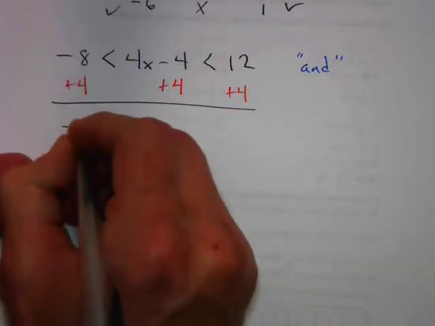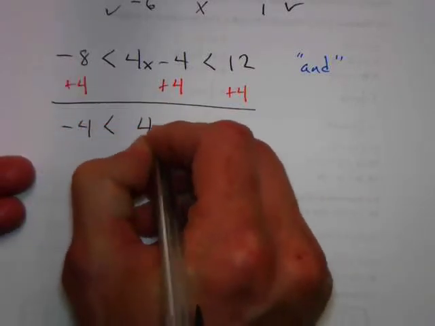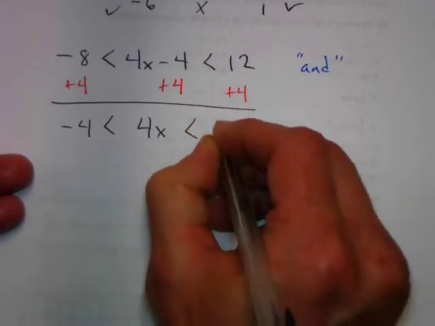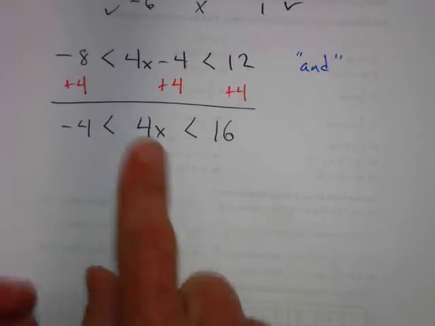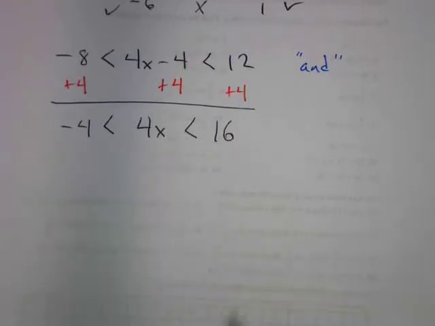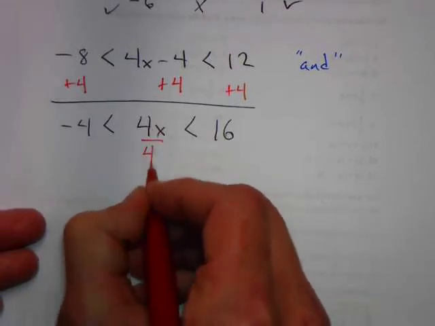So negative 8 plus 4 is negative 4. I'm left with 4x in the middle. And on the right-hand side, I have 16. I'm going to continue to undo what's happening in the middle. What's happening to the x? It's being multiplied by 4. So we're going to undo that by dividing by 4.